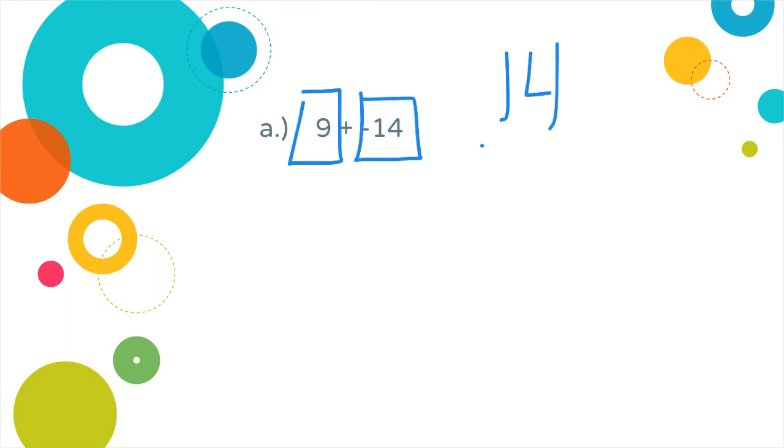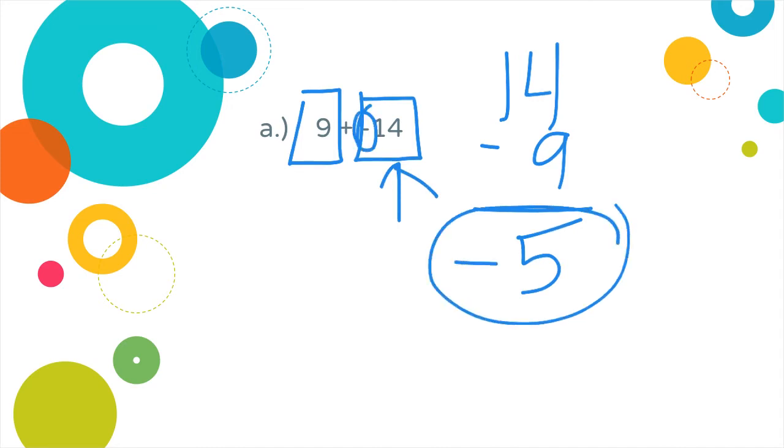Letter A, 9 plus -14. You have a 9, which is positive since there's no sign in front of it, and a -14. Positive and a negative means different signs, subtract. 14 minus 9 is 5. The larger number is the 14, and it has a negative in front of it, so that means our answer is negative. Your answer is -5.